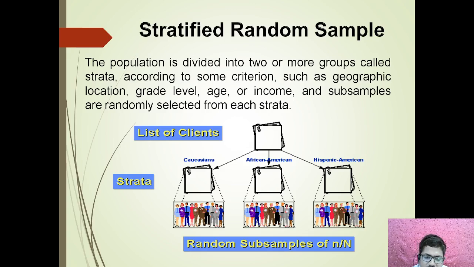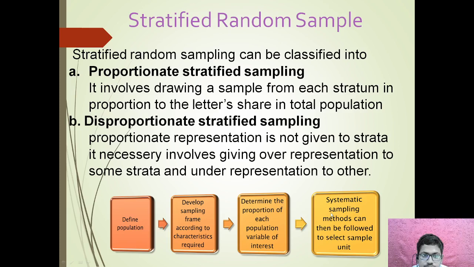Then we go for stratified random sampling, in which the population is divided into two or more groups called strata. First, we form the groups according to some characteristic such as geographic location, grade level, age, or income, and then subsamples are randomly selected from each stratum. That is the list of clients they have. First they are differentiated as Caucasians, African Americans, Hispanic Americans. Random subsamples of n by n.